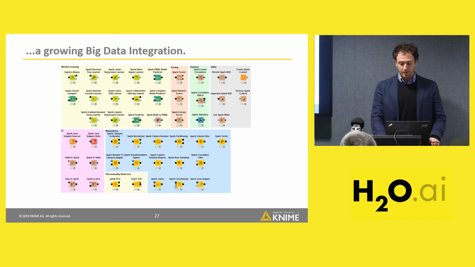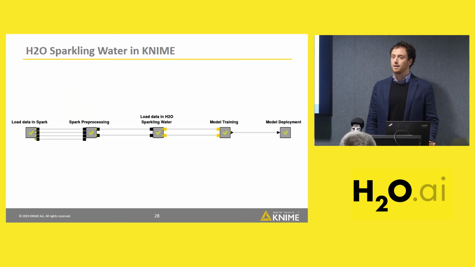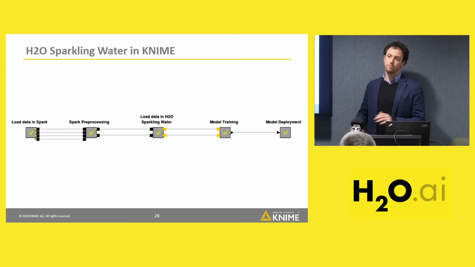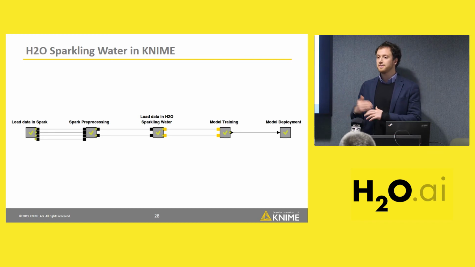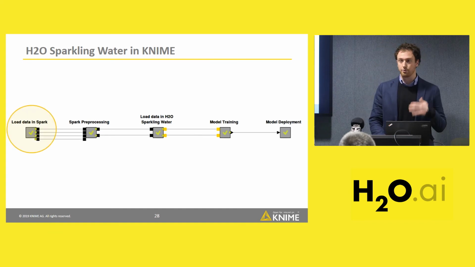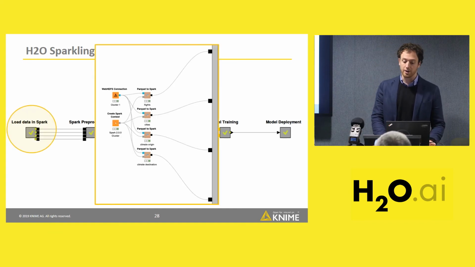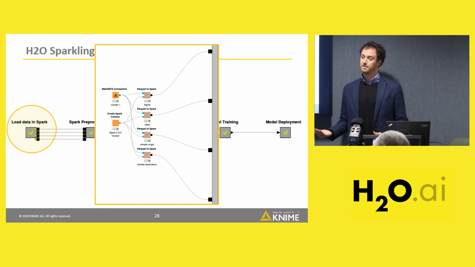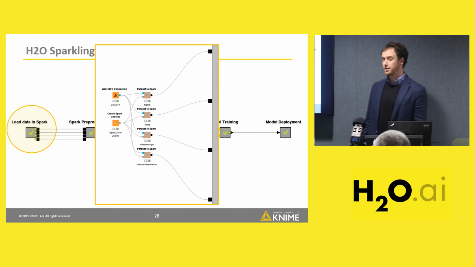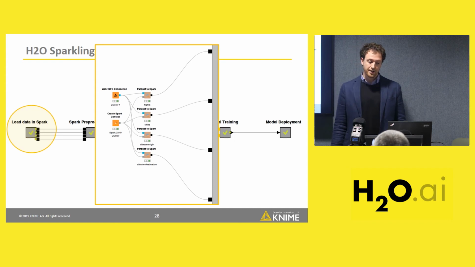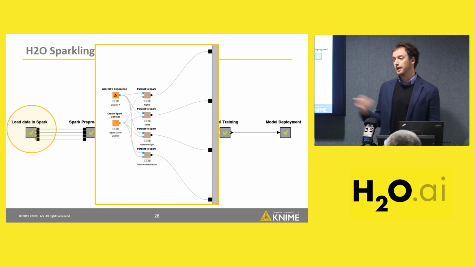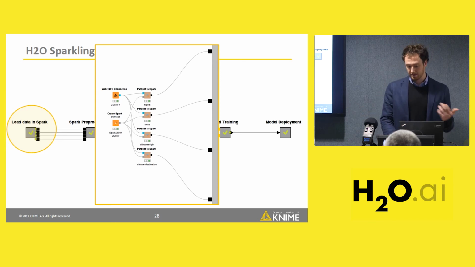So H2O sparkling water in KNIME, it's the next workflow we're gonna go through, and it's basically quite simple like before, just we need to play a bit with Spark in the beginning, right? So if we need to load the data into Spark first, we need to maybe retrieve from a Hadoop file system, right? We need to establish a web HDFS connection and create a Spark context. Then we are going to take the Parquet file from Hadoop file system, and we are going to import them into Spark using the Spark context.